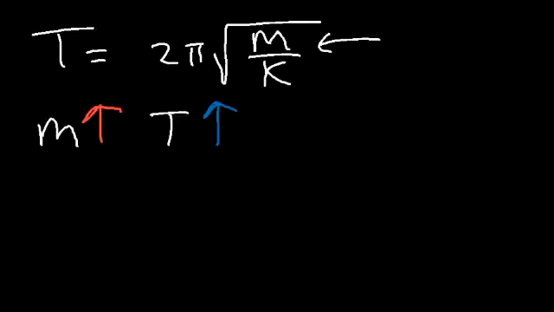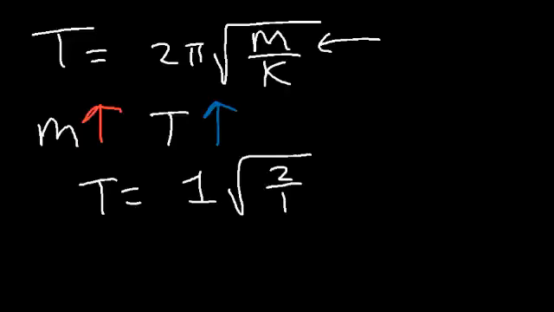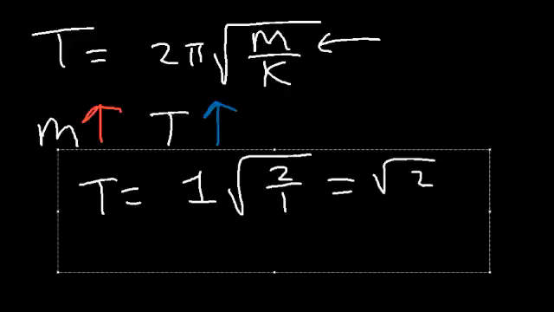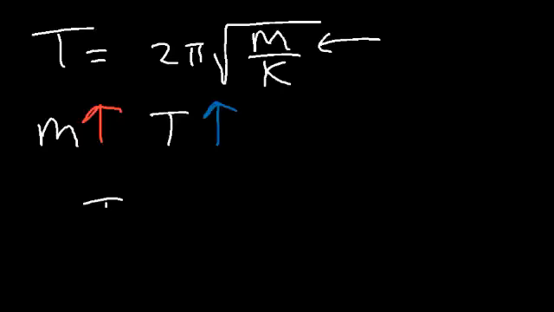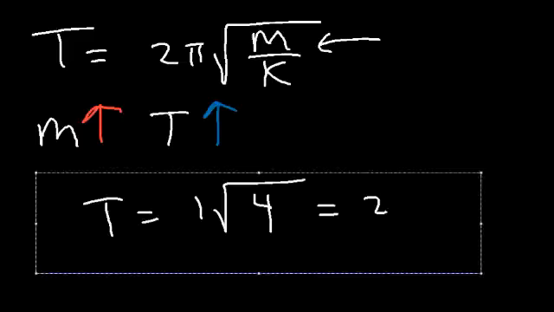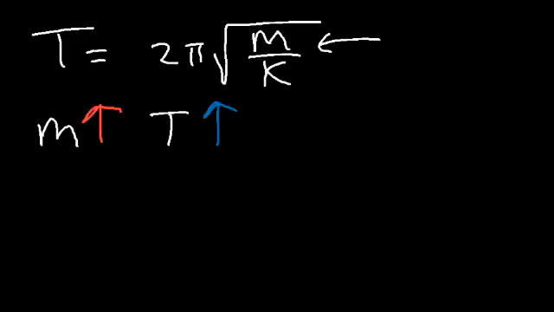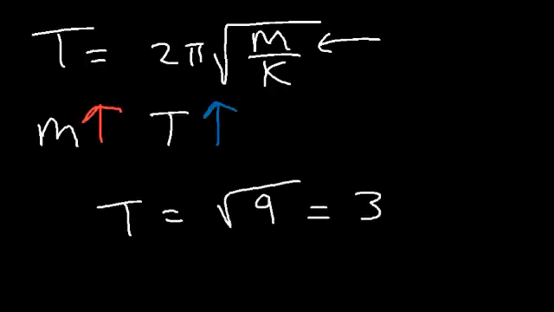For these questions, plug in the value that is being changed, and for everything else plug in 1. So if we double the mass, the period will increase by the square root of 2. Now what if we quadruple the mass? The period will increase by the square root of 4, which is 2. So if you quadruple the mass, the period will double. If you increase the mass by a factor of 9, the period will triple in value.